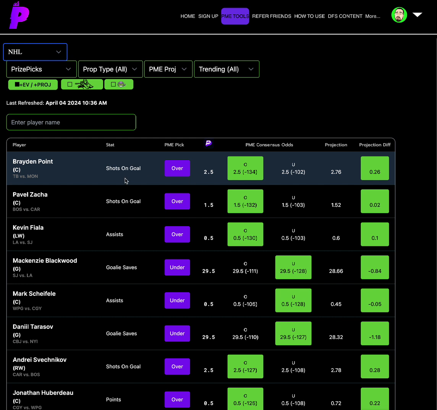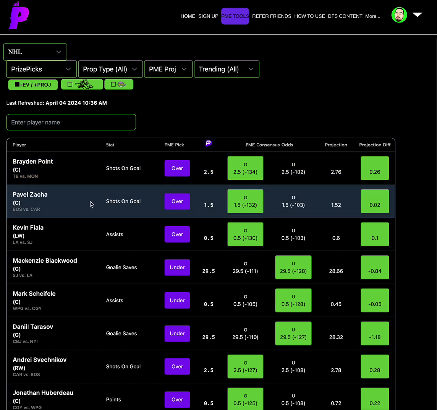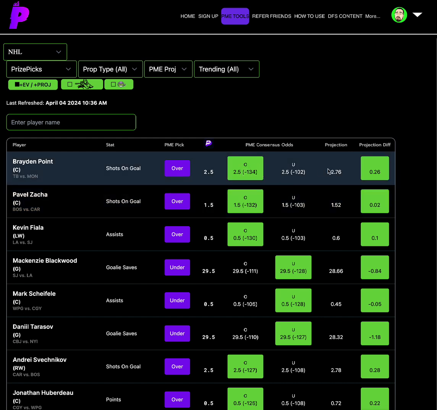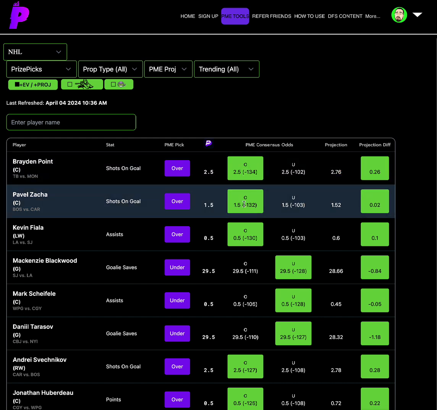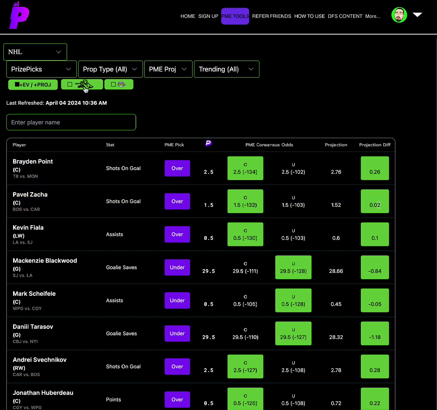For NHL, we have Brayden Point shots on goal over 2.5. Pavel Zacha, shots on goal over 1.5, minus 134 odds on the over, projection of 2.76, and minus 132 odds on the over, projection of 0.02. So it's very tight, but nonetheless, projection data also agrees.